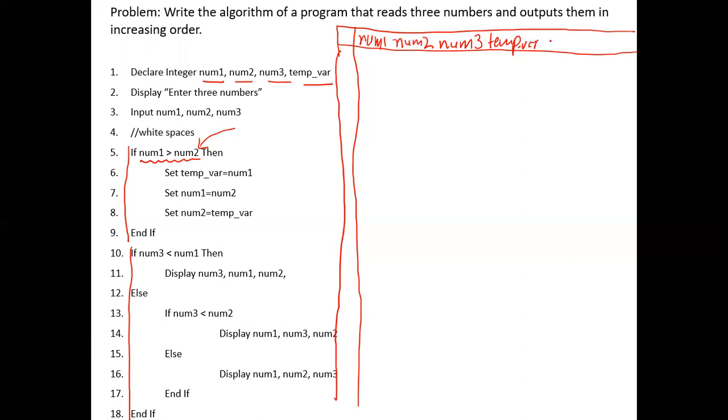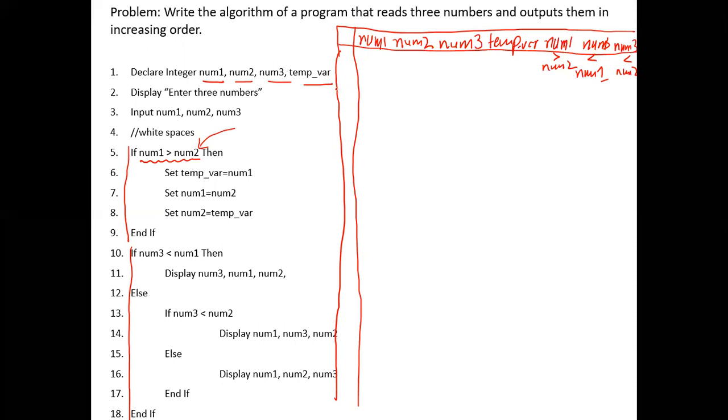And we also need columns for these Boolean expressions. So we will have one column for this expression, num1 is greater than num2. We will have a column for the other expression, num3 is less than num1, and another column for the third expression, where we have num3 is less than num2.